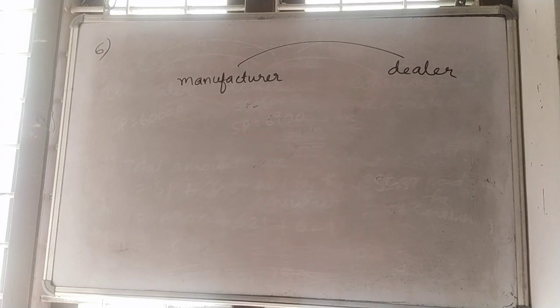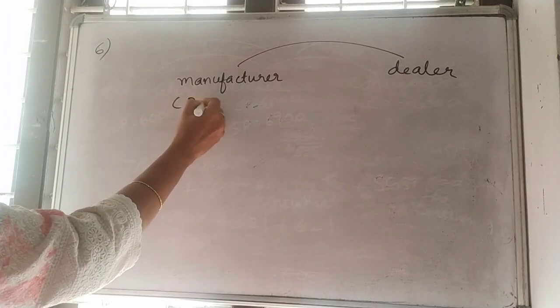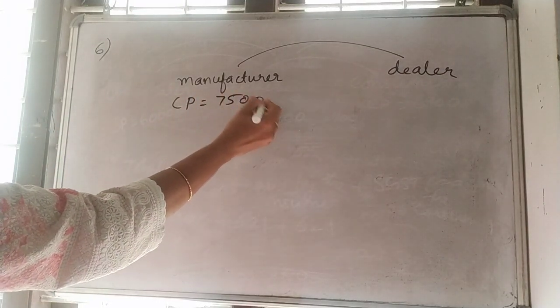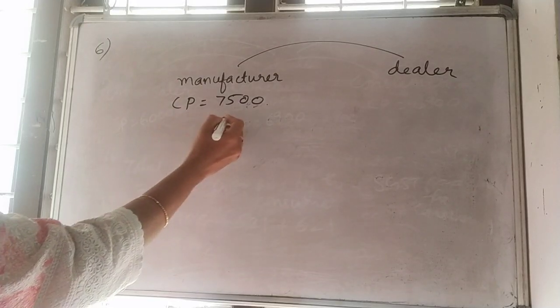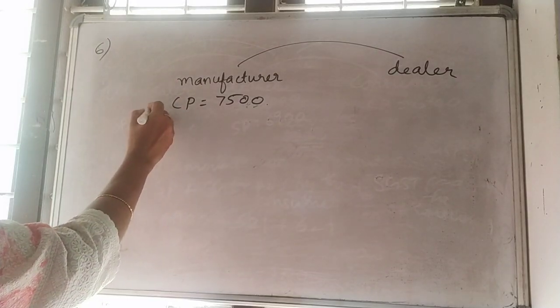So given that the cost price is given as 7,500. The manufacturer buys raw materials worth 7,500, paying GST at the rate of 5%. He sells the finished product to the dealer at 40% profit. So the cost price of the manufacturer is 7,500, and he is getting a profit of 40%.